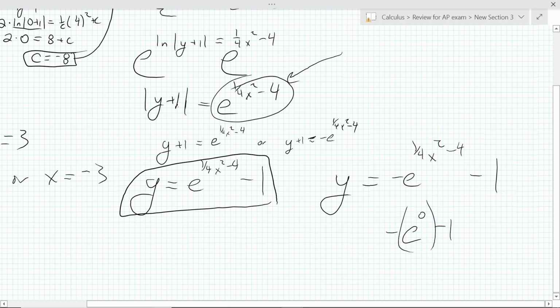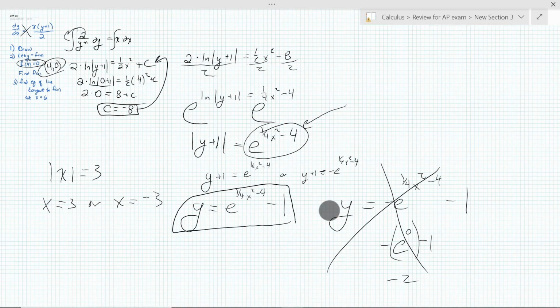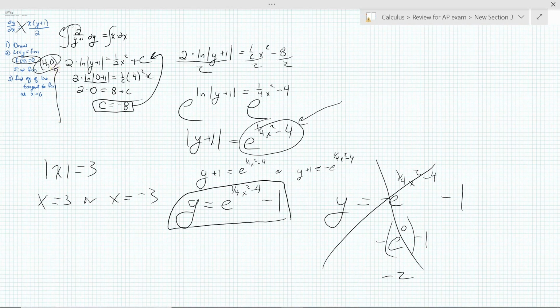Order of operations would say exponents first, right? So that's 1, that's minus 1, that's minus 2. This is not a solution then. And so because of the point that we're after, this is the only answer, okay?